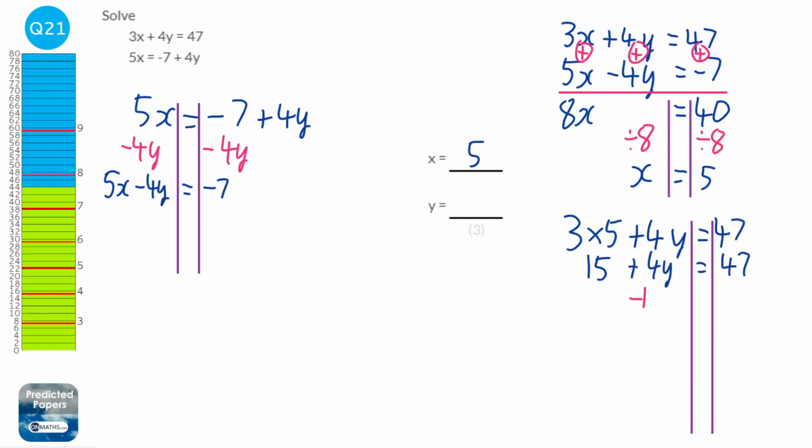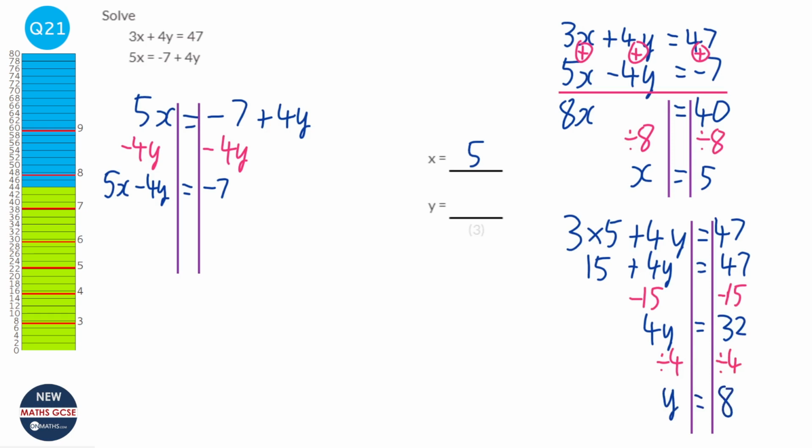And then we're going to take away the 15 both sides. And so it's 4y equals 47 take away 15, which is 32. Divide by 4 both sides, and we get y equals 8. Now we can check that using this equation here. So 5 times 5 is 25, take away 4 times 8, which is 32, is -7. So we know we've got it right.